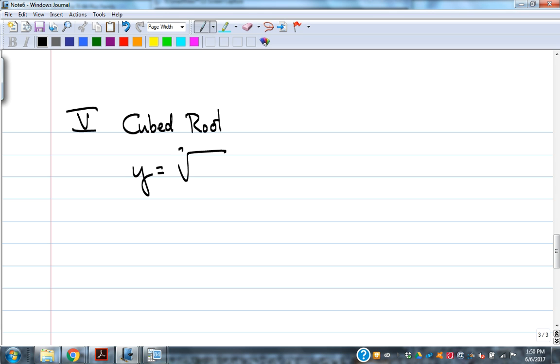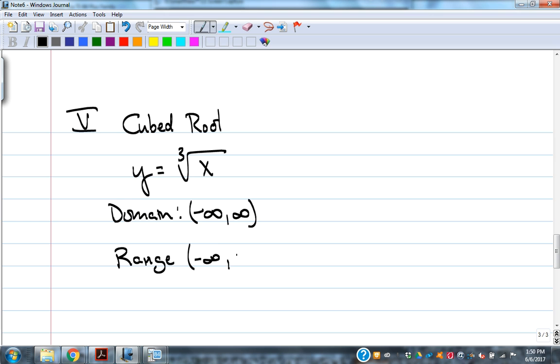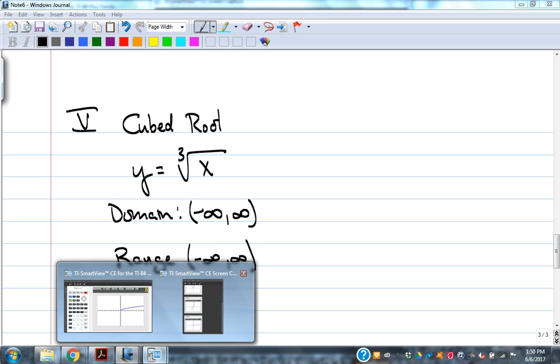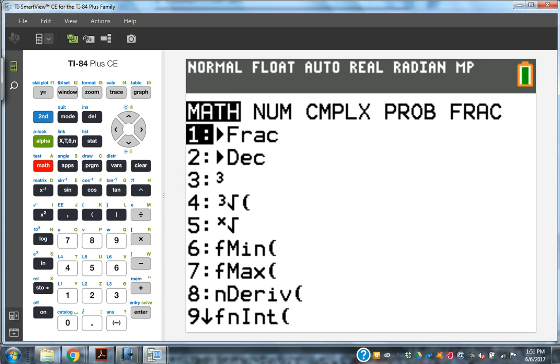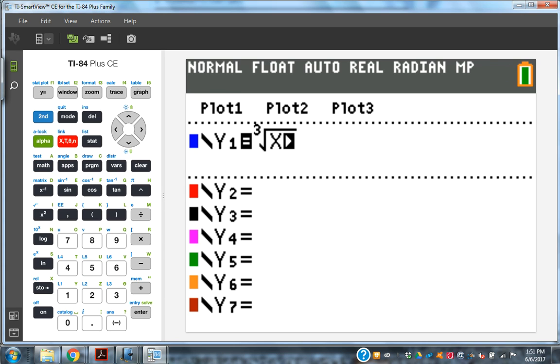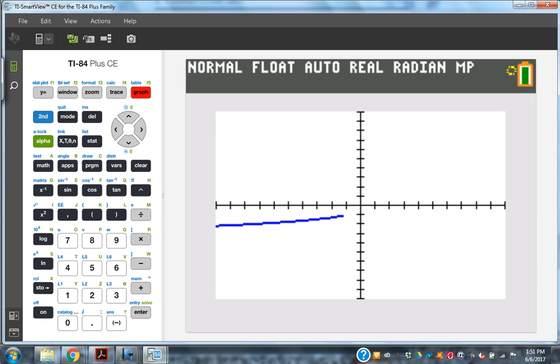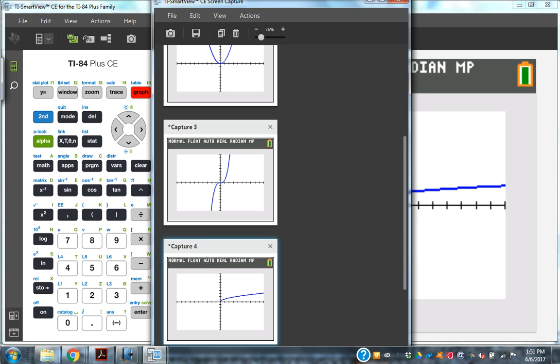And y equals the cube root of x. It has a domain of negative infinity to positive infinity and a range that's the same. This one is a little more straightforward in that it takes the cubic function and really does just lay it on its side. Just like that. It looks perfectly laid on its side.